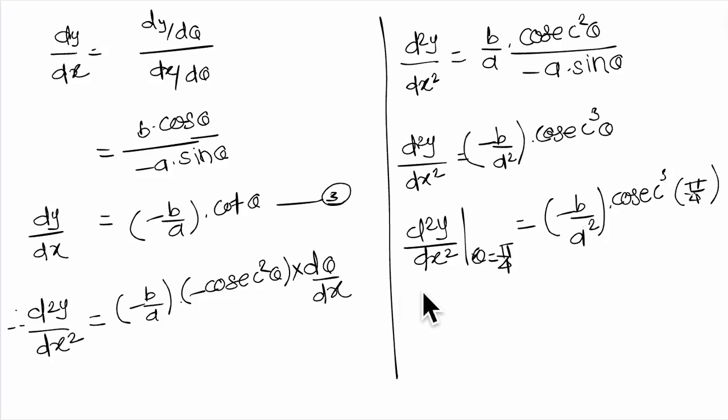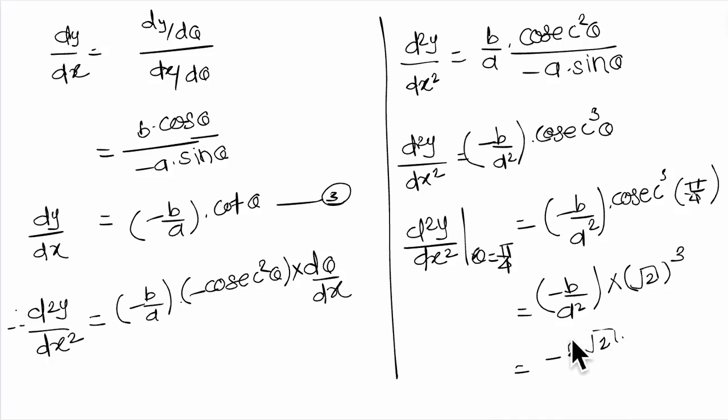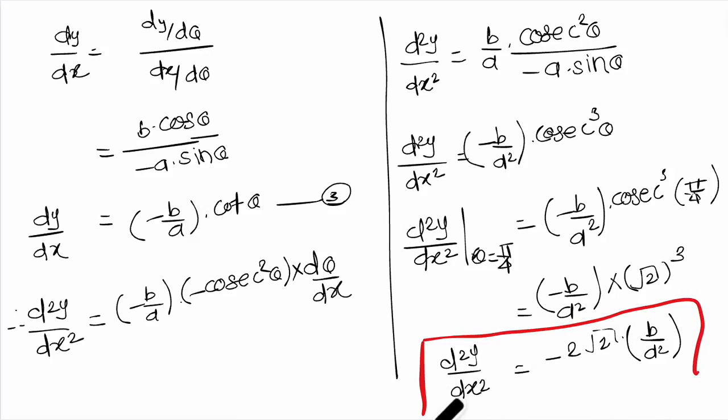So what is the value of cosec pi by 4? Guys, cosec cube is nothing but the minus b upon a square into root 2 bracket cube. So guys, your final answer will be minus 2 root 2 into b upon a square, and this will be your final answer, that is d2y by dx square. Just mark it by using the red pen, so you will understand. So this will be your final answer, minus 2 root 2 into b by a square.